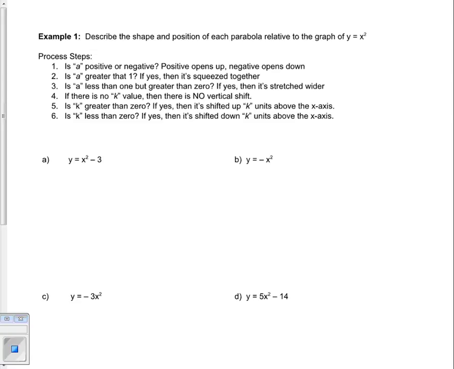Now what we want to do is be able to describe in words how the shape or the vertical position of a parabola has changed from the parent form. As we're looking at that, there are a couple of steps that we can follow. In terms of process steps, we first want to look at the a value, and then we want to look at the k value. So is the a value positive or negative?